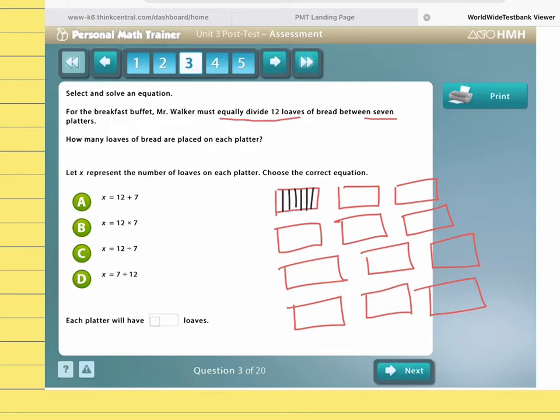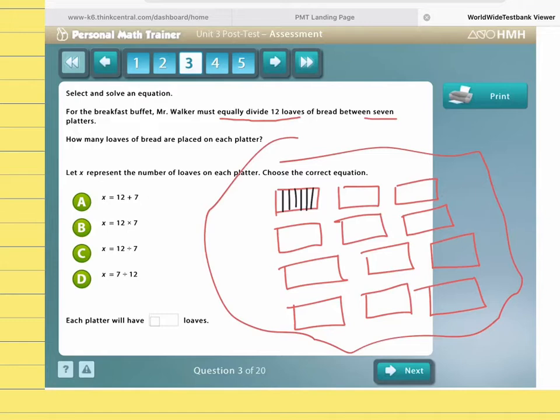There's a breakfast buffet, and Mr. Walker is dividing 12 loaves of bread between 7 platters. So you've got 12 loaves of bread. I've gone ahead and drawn my 12 loaves of bread, and you're going to cut them into 7 platters. There's a couple ways you could do it. I like to use the unit fraction. I take each loaf and I cut it into 7 pieces, and each platter is going to have 1 of those pieces on it. So if you did it that way, you cut each one in.